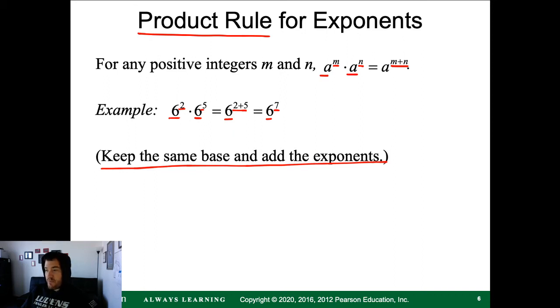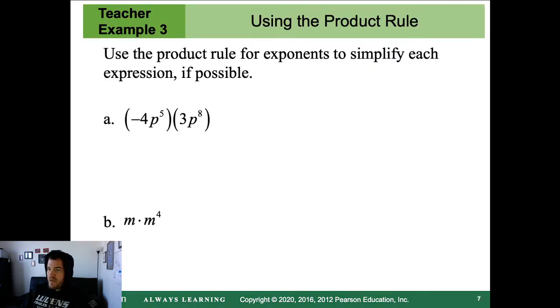Yeah, so that's kind of the product rule. So what does this look like in real life? So A is kind of weird. I probably shouldn't have done this one as the first example, but I will. So what I did is I just did -4 times 3, which gives me -12. And then I have p to the 5th and p to the 8th. Because I have it, I can write it like this. I'm going to add those exponents, so I'm getting p to the 13th, okay? So this final answer here is -12 p to the 13th.